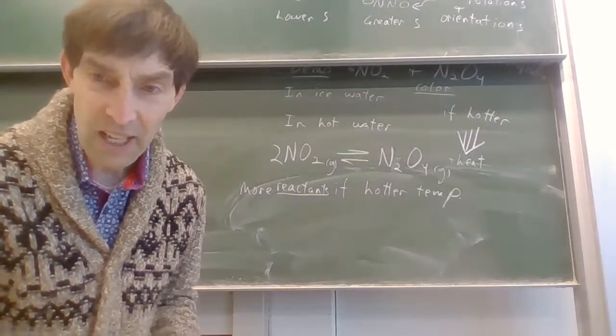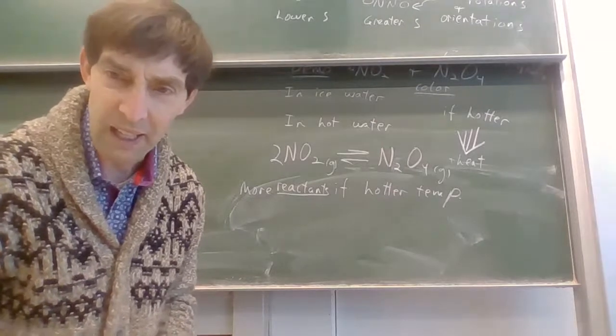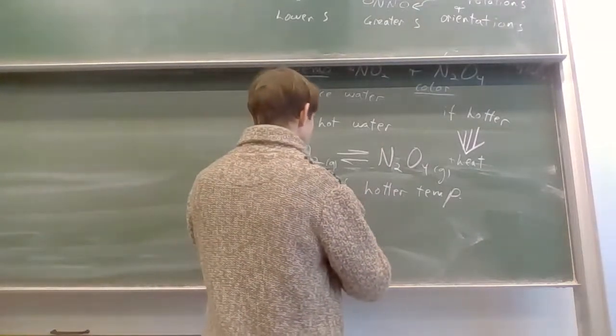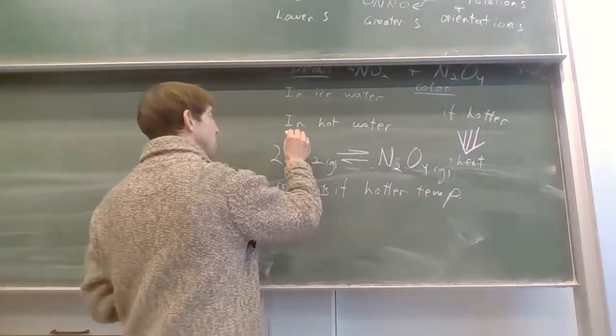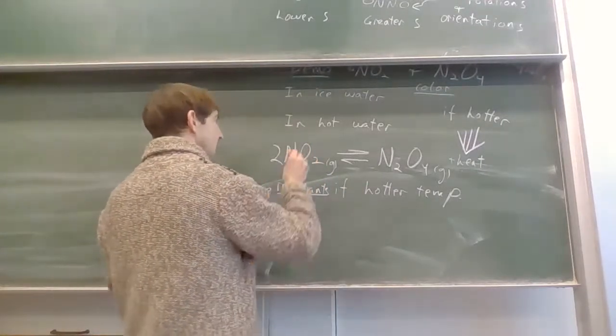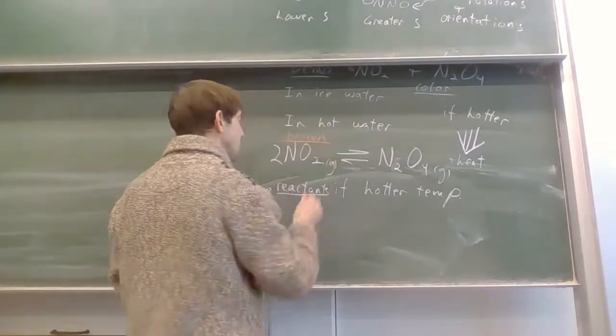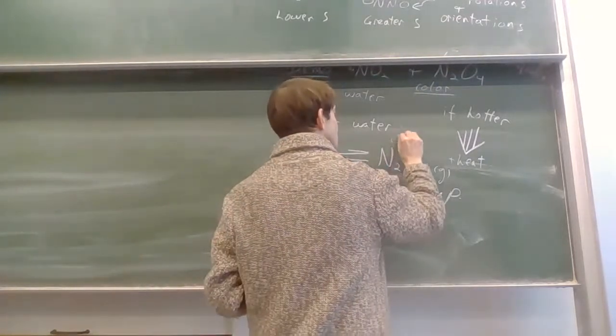The hot one is NO2, right? I don't need the 2 there, ladies, but NO2. The cold one is this, right? So the hot one, in other words the brown one, is this one. At hot, I get more brown color. So that's brown in color, and this is clear.